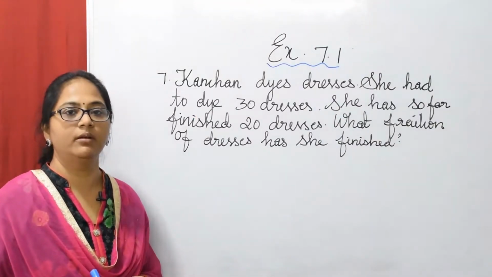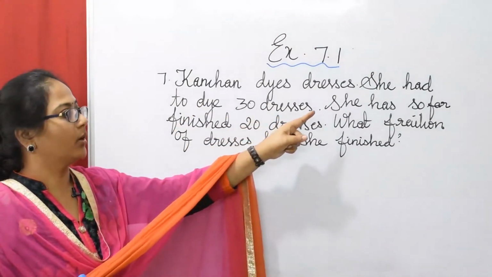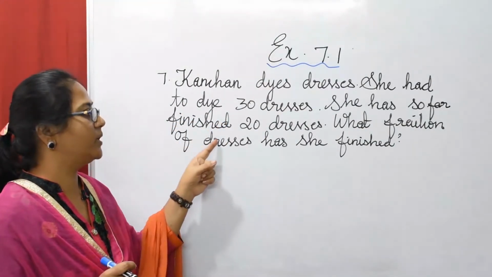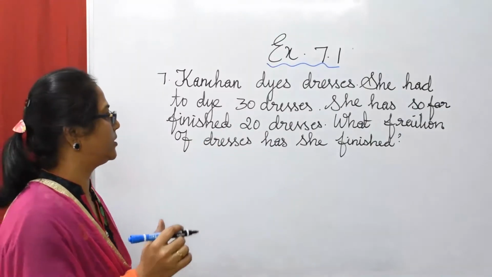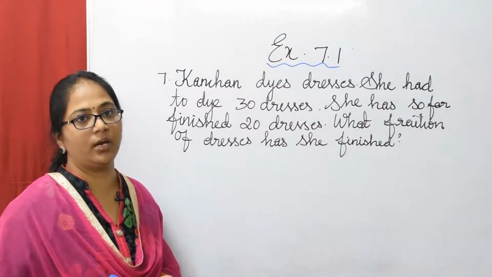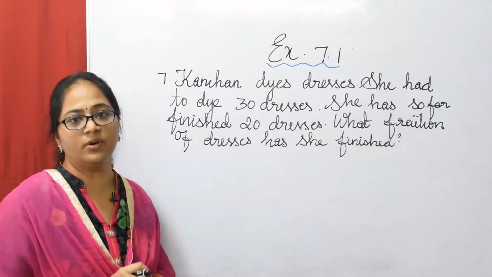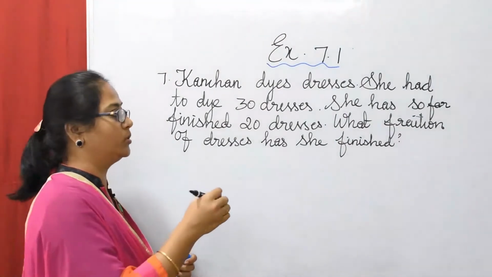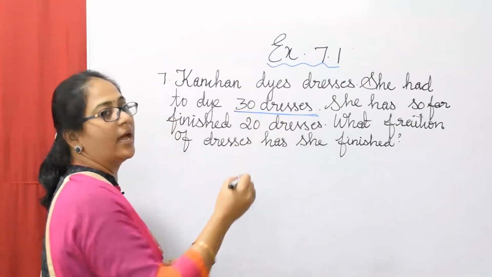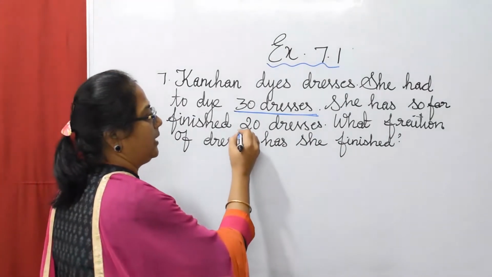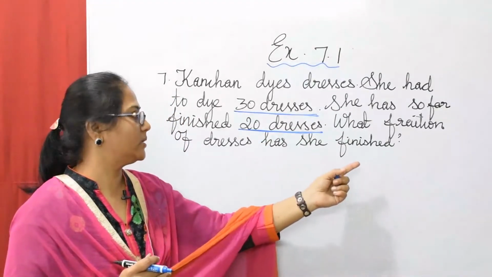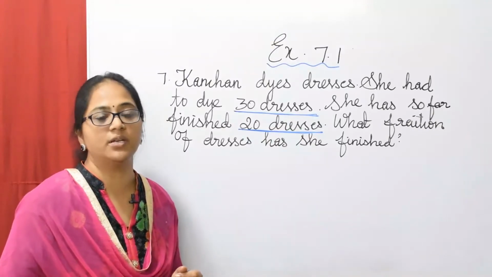So question number 7. Now Kanchan dyes dresses. She had to dye 30 dresses. She has so far finished 20 dresses. What fraction of dresses has she finished? The important information keywords here is she has to dye 30 dresses, and so far she has completed 20. She has completed dyeing 20 dresses. So now what is the question? What fraction of dresses has she finished?